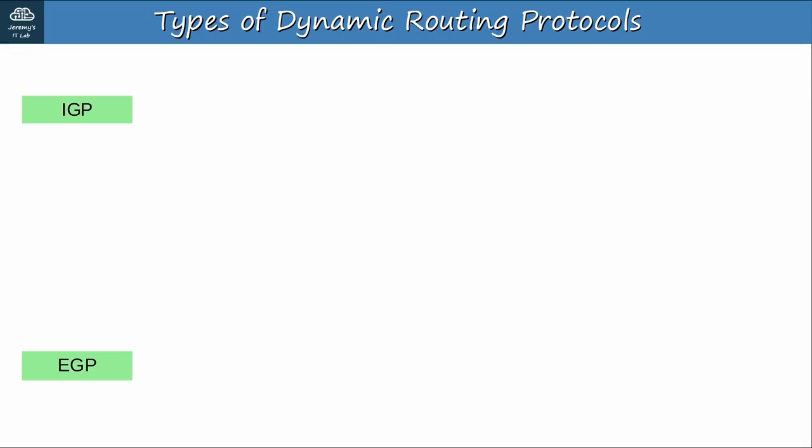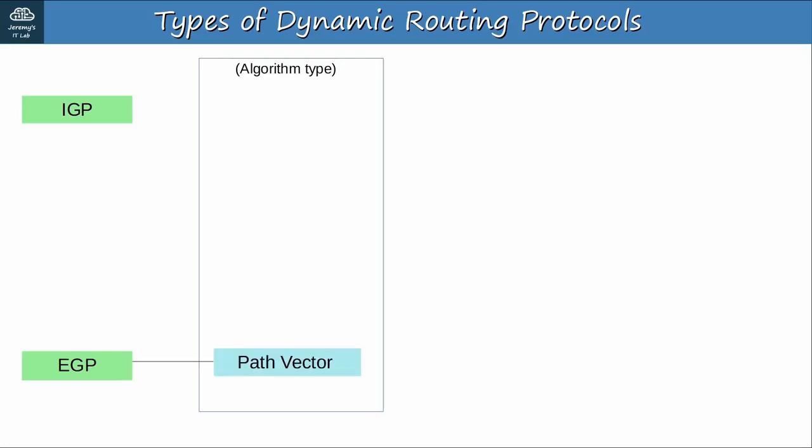Now let's break down these categories further. As I mentioned, the two big categories are Interior Gateway Protocols, IGPs, and Exterior Gateway Protocols, EGPs. However, you can further break these categories down by the algorithm type. This refers to the processes used by each protocol to share route information and determine the best route to each destination. There is only one type of EGP algorithm, path vector.